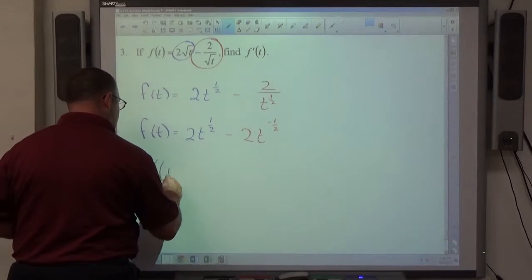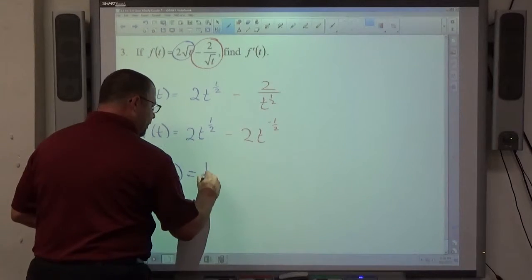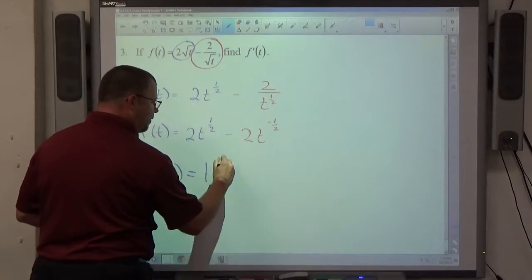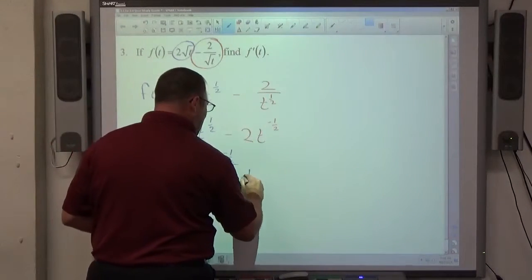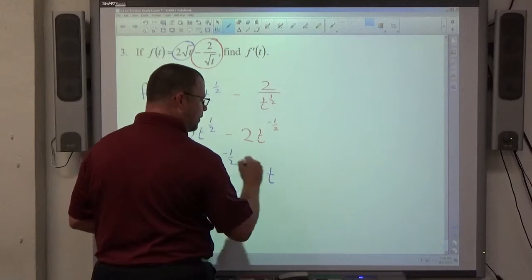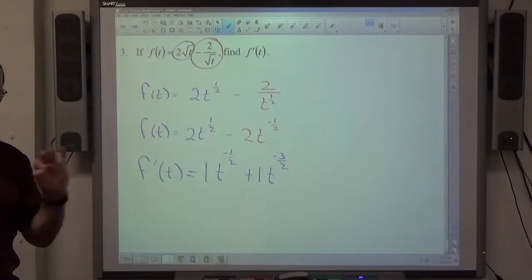So f prime of t equals 1/2 times 2 is 1. Subtract 1 from 1/2, I get negative 1/2. Negative 1/2 times negative 2 is positive 1. Subtract 1 from negative 1/2, I get negative 3/2. Be very careful that we're subtracting 1 every time.